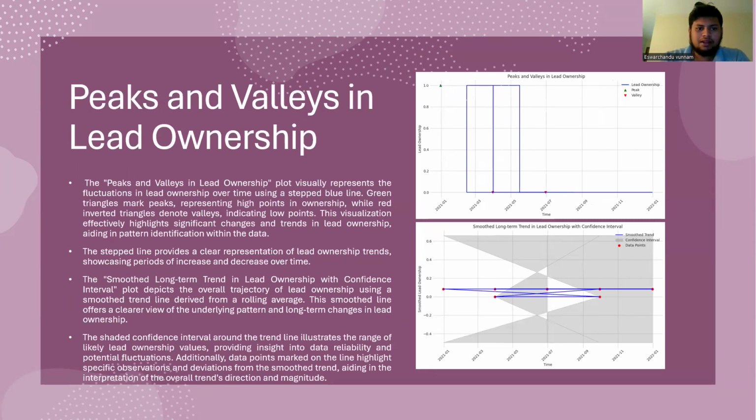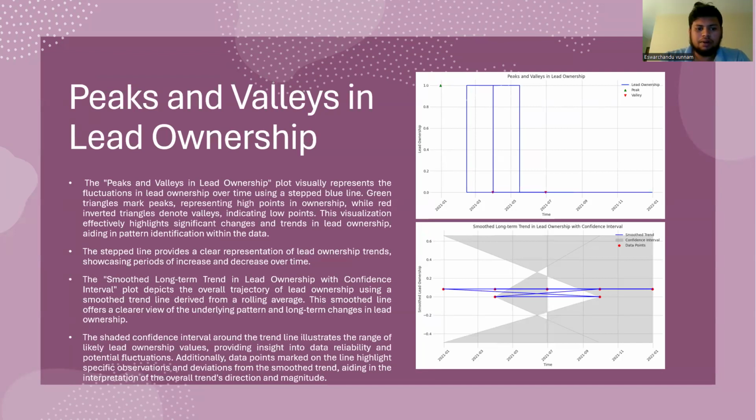Peak and valley in lead ownership. The peak and valley in lead ownership plot represents the lead ownership over time using a stepped blue line. Green triangles mark peaks, representing high points in ownership, while red inverted triangles denote valleys, indicating low points. This visualization effectively highlights significant changes and trends in lead ownership, aiding in pattern identification within the data.